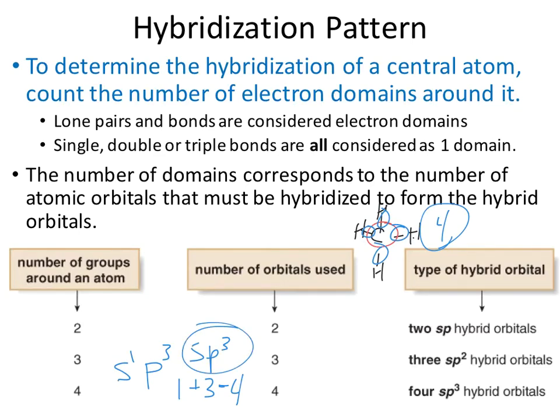If we look at beryllium, for example, beryllium would form 2 bonds, for example, BeH2. It only has 2 electron domains. It doesn't have any lone pairs. So you're going to have 1 electron domain, a second electron domain. So again, if I know I need to have s1, I only need p1 over here to equal 2. So I'm going to be sp hybridized for beryllium.